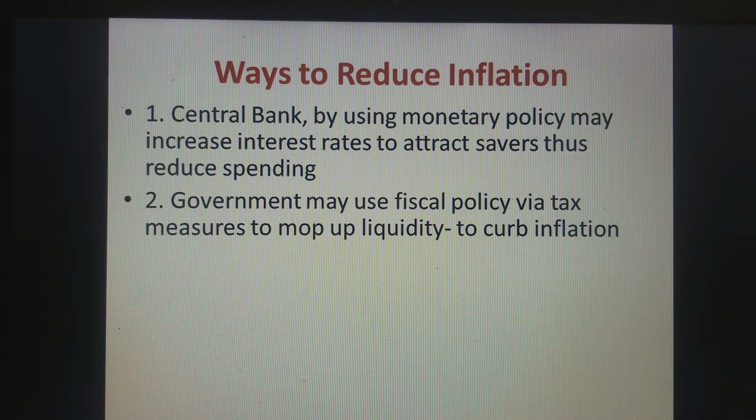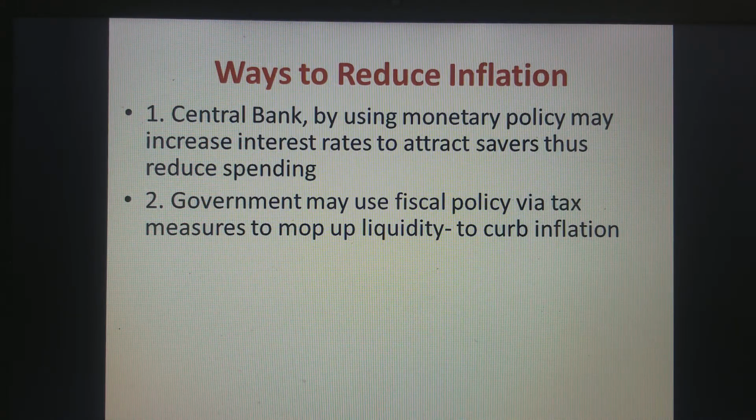Increase taxes. Find a way to increase taxes to recoup or to collect some of those excess cash and liquidity in the economy. It's an economic concept they call mopping up liquidity. All right. When you pull back a lot of the excess cash in the economy, therefore it will deflate the economy.